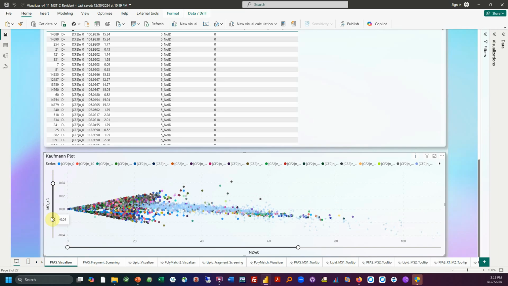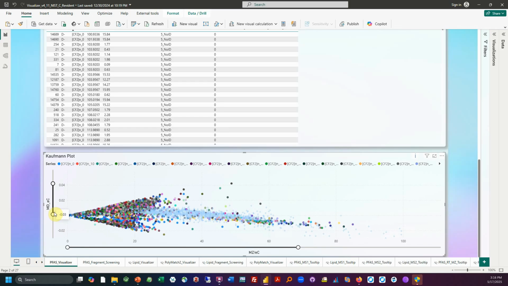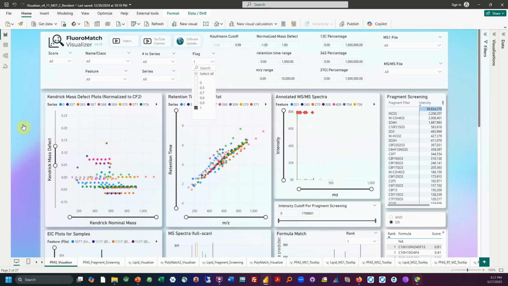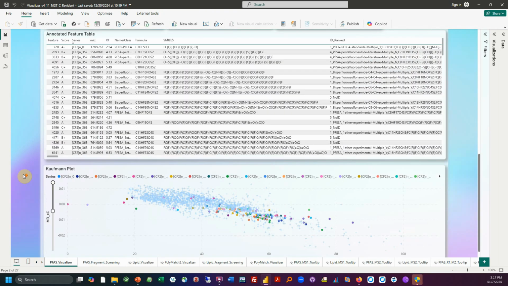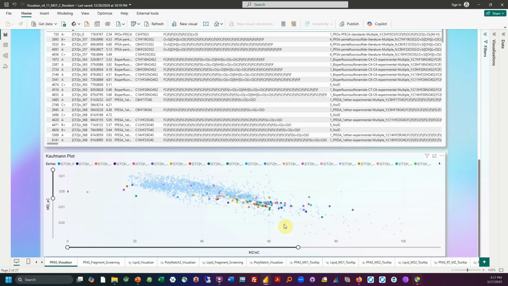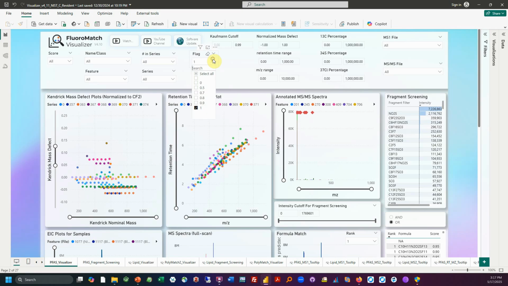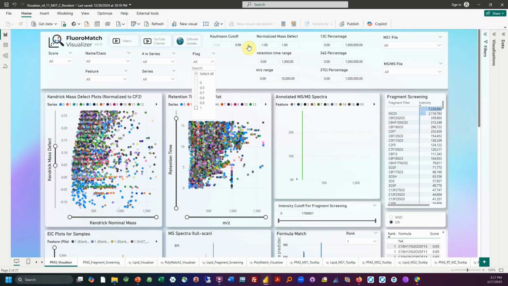And so if you see unfiltered, you can see that there's clearly molecules that do fall within this region, and then those that don't. So we can do two things. One is we can use our flag. So if you already annotate a data set, you can put your own flag. So let's put 1. So this means I've already manually annotated this data set and confirmed these species. As you can see, the nice homologous series, nice retention time trends, and also most of these species fall within the Kaufmann region.